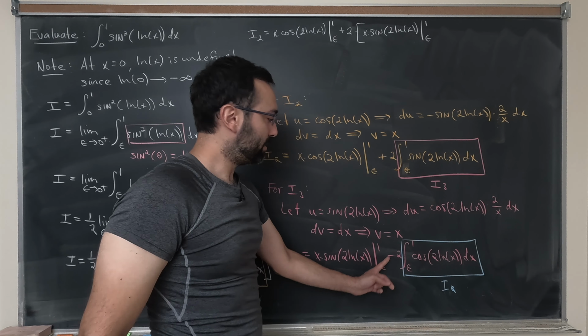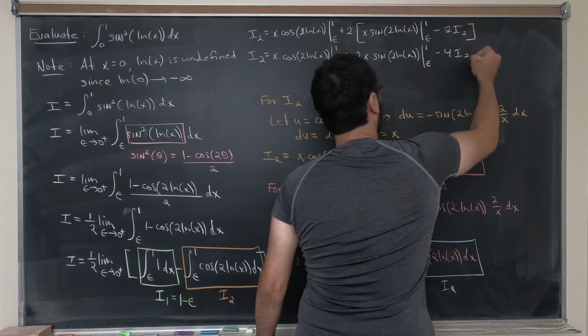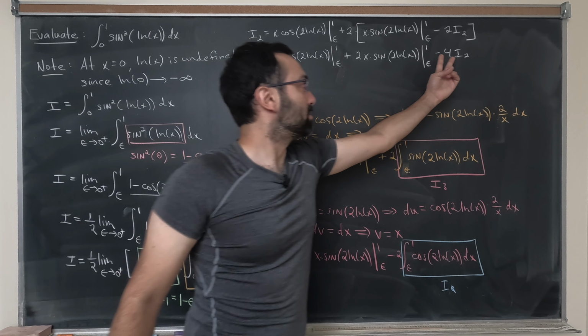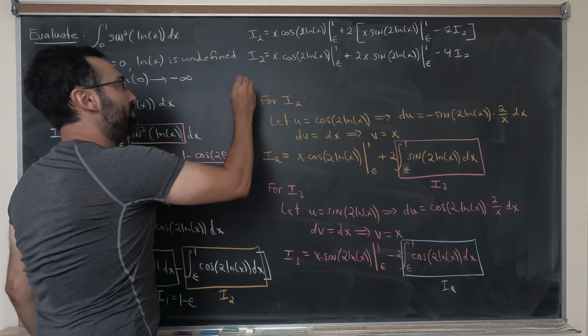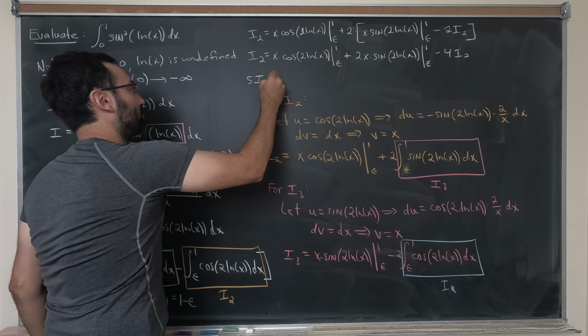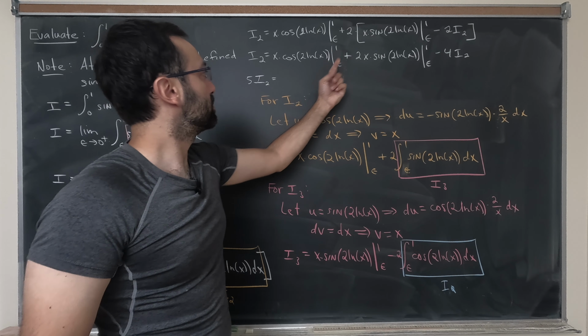Having done that, we have I2 equals x cos 2 times ln of x, evaluated from epsilon to 1, plus, now we'll distribute this 2 here. So it's 2x sine of 2 ln of x evaluated from epsilon to 1. And then distribute the 2 here, that's minus 4 I2. But what we can do is take this minus 4 I2, add it to this one. So we have 5 I2 equals this plus this.